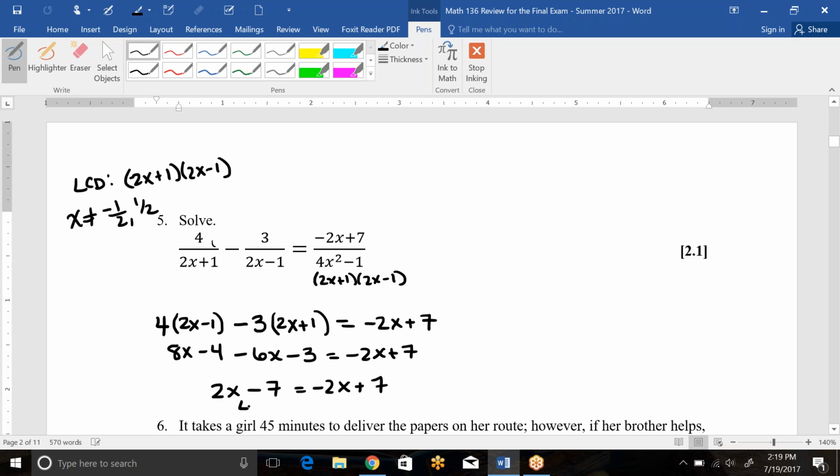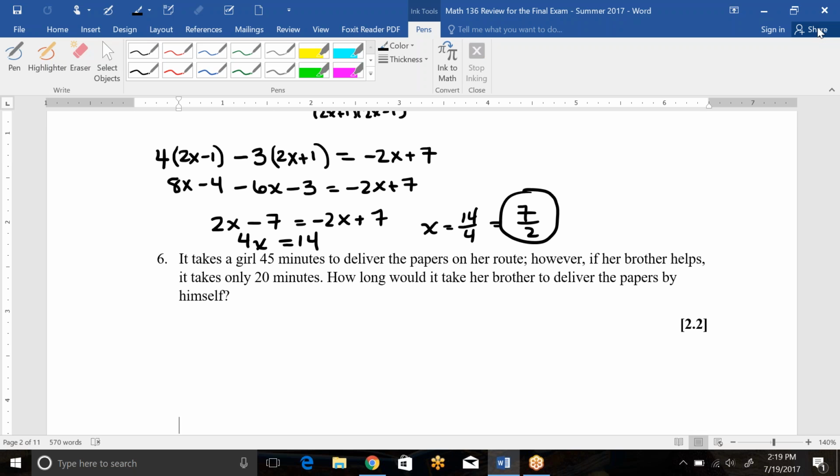Add the 2x over, that'll be 4x. Add the 7 over, that'll be 14. And this is going to be dividing by 4, so that's x equals 14 over 4, which we would reduce down to 7/2. Now, because that's not 1/2 or negative 1/2, the solution should be okay as long as we did everything arithmetic wise correct. So as long as you haven't distributed anything incorrectly, if that's not one of those restricted values, it should be fine.